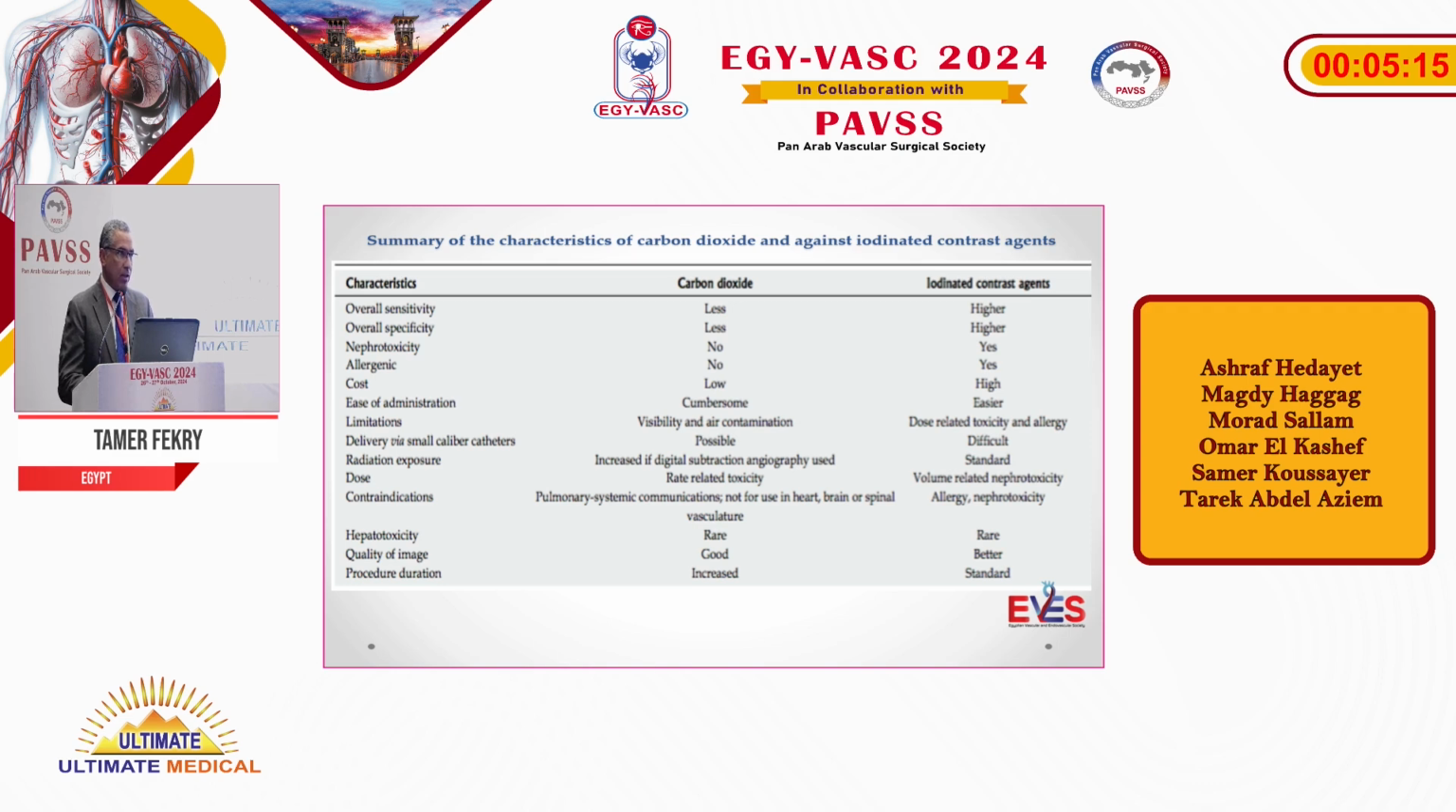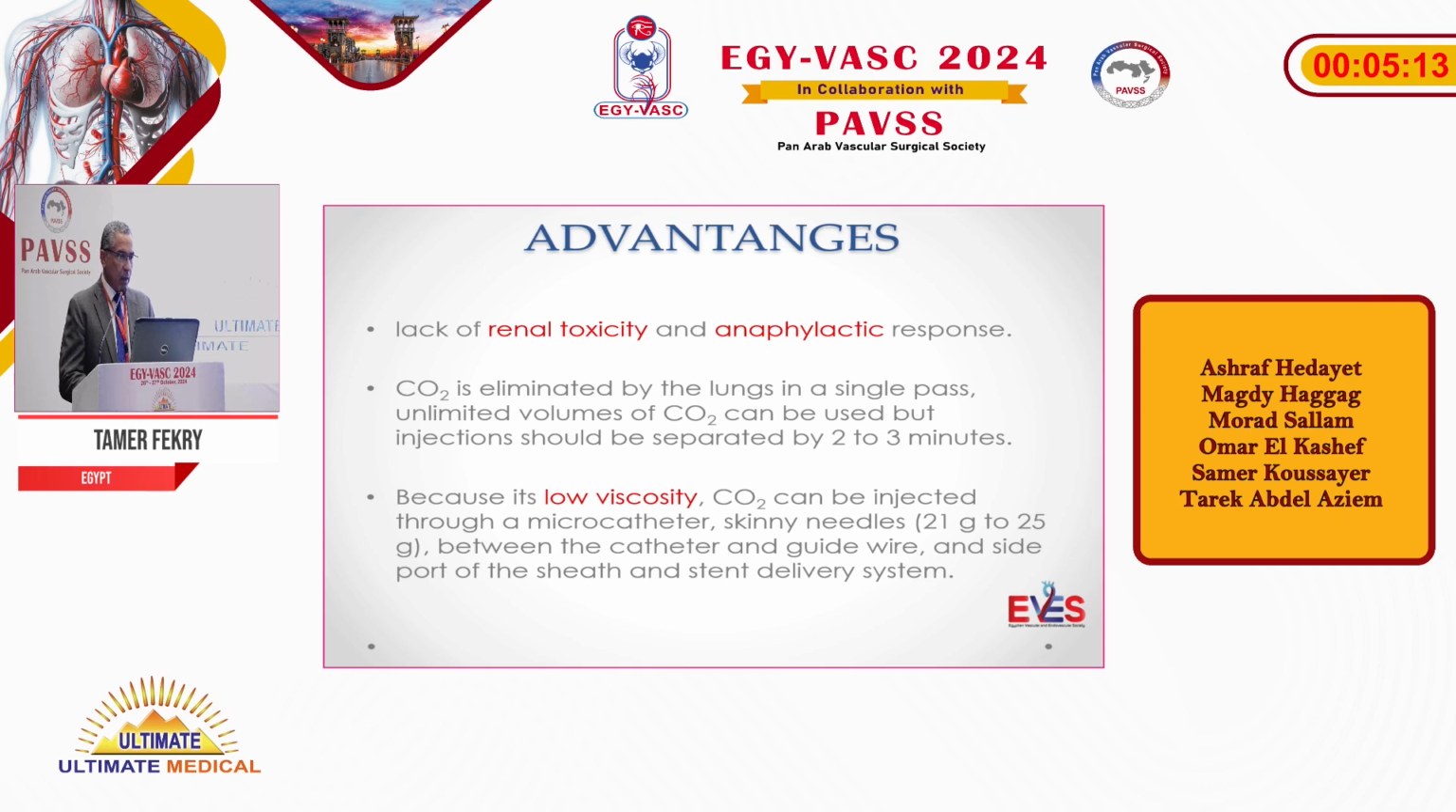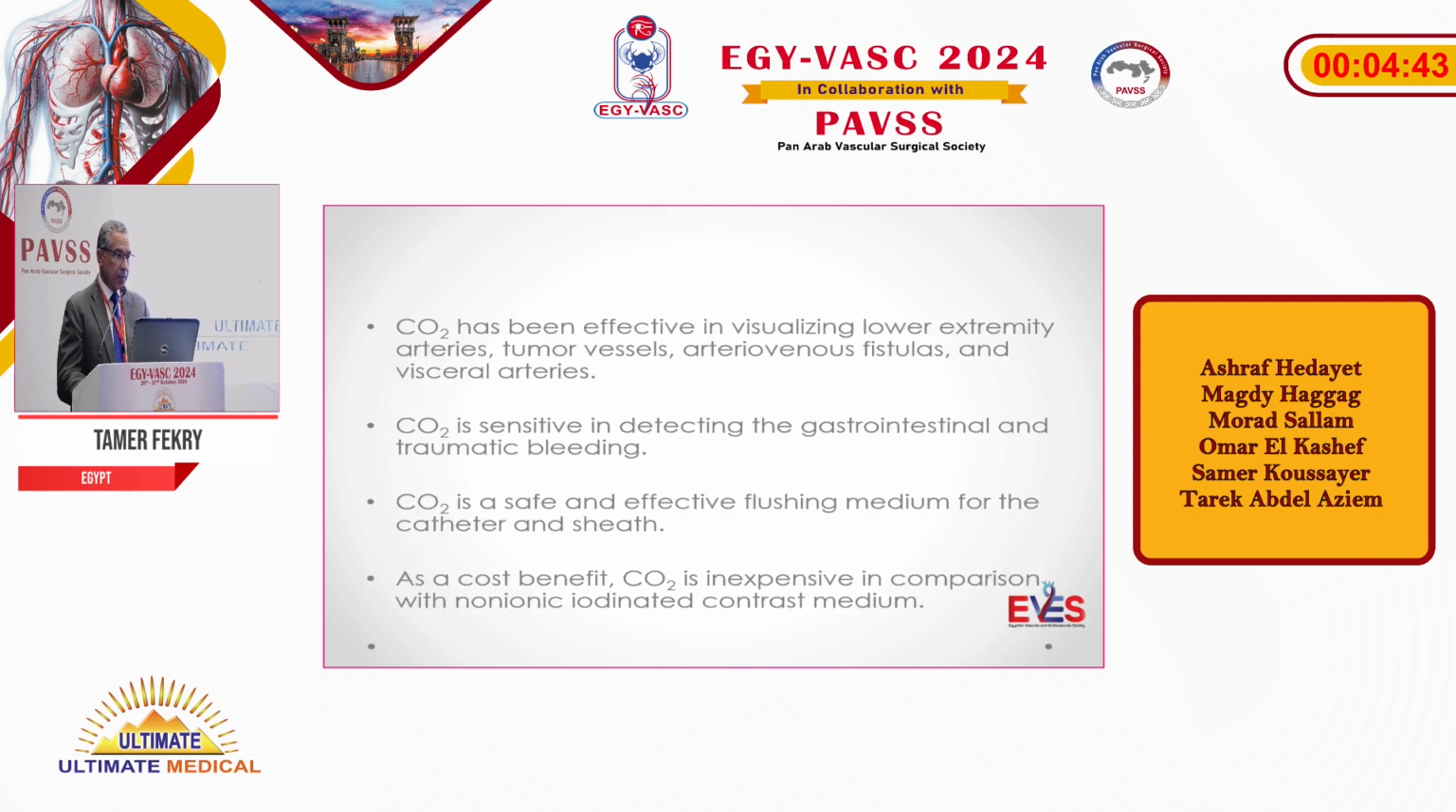And of course, it has some limitations. The advantage, of course, is regarding renal toxicity and anaphylaxis, which are not present in cases of CO2 injection. CO2 is eliminated from the lung in a single pass. Unlimited volume of CO2 can be used, with injections separated by 2 to 3 minutes. And because of low viscosity, CO2 can be injected through a microcatheter, skinny needles, between the catheter and guide wires, and even from the side port of a stent delivery system.